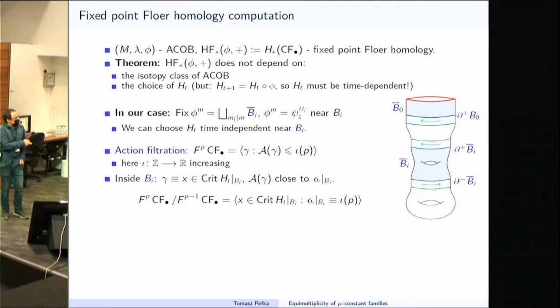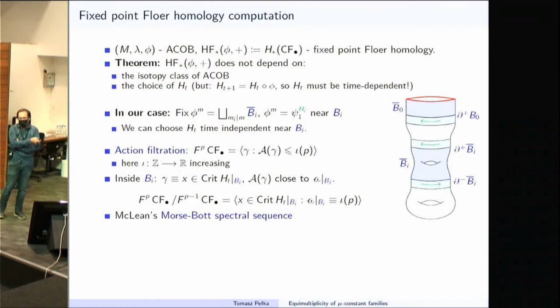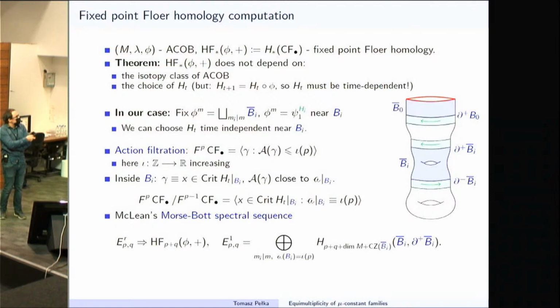So roughly speaking, I can filter my complex so that the graded piece corresponds to the blue piece, or more precisely to the disjoint union of some blue pieces which has the same action function. This leads to a Morse-Bott type spectral sequence, which was found first by McLean. So the spectral sequence associated to this filtration converges to the Floer homology, and its first page is the relative homology of the blue pieces.